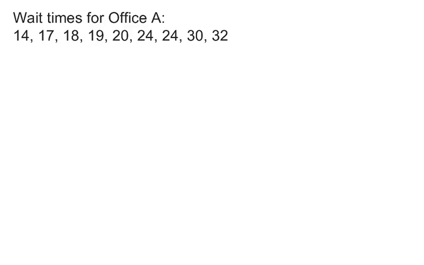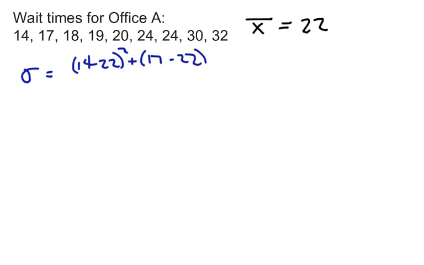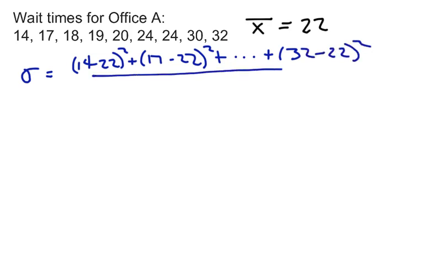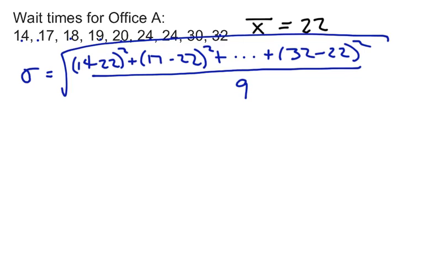We have that office A. This is the same set of data we found the mean, median, and mode for. So we already found out that the mean was 22. So if we want to find what the standard deviation is, the first thing we're going to do is take 14 minus 22 and square it. And then take 17 minus 22 and square it. We're going to do that all the way through up to 32 minus 22 squared. All over the number of numbers, and we'll count that list again. There's 1, 2, 3, 4, 5, 6, 7, 8, 9 pieces of data, and then we have to square root all of this.